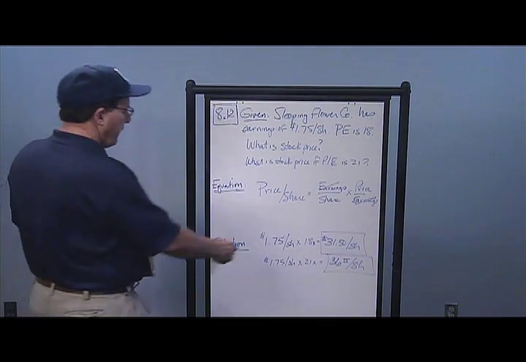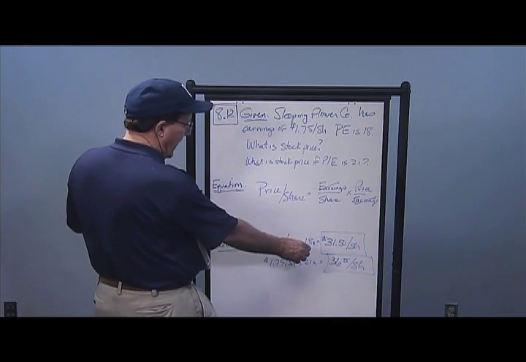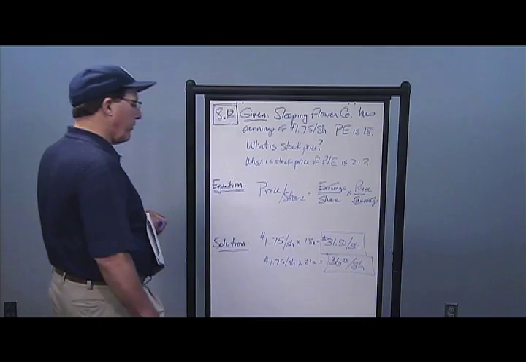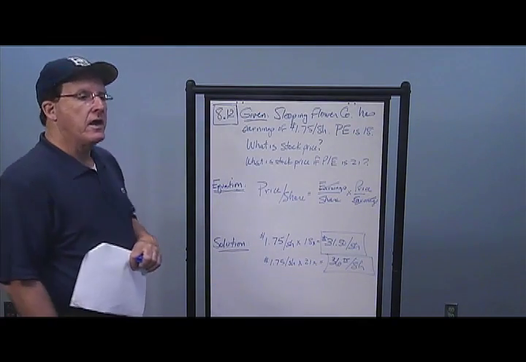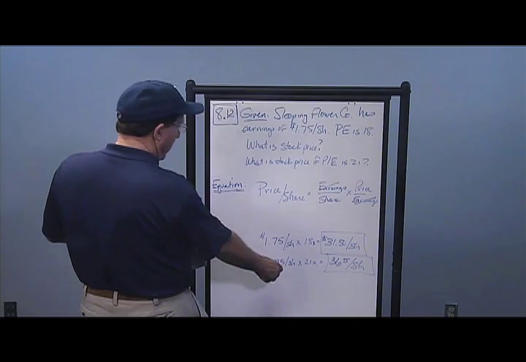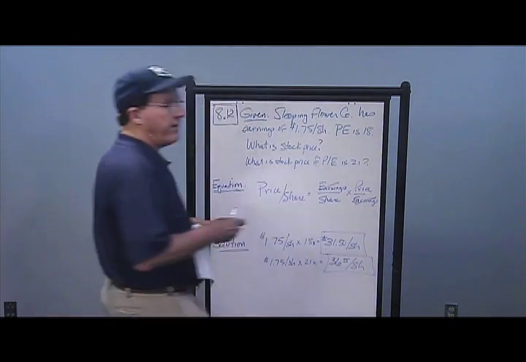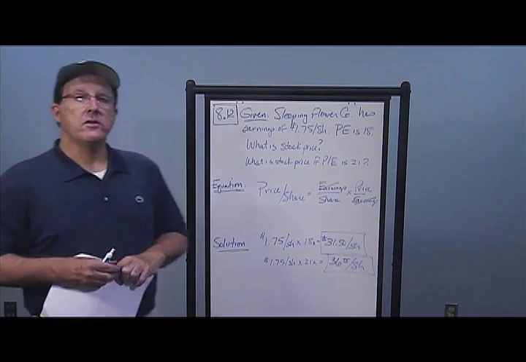So first example, I take $1.75 in earnings per share times 18 times. I get a stock price of $31.50 per share. If the PE ratio goes up to 21, I take $1.75 in earnings per share times a PE of 21 times, I get $36.75 per share. There are your answers to problem number 12.